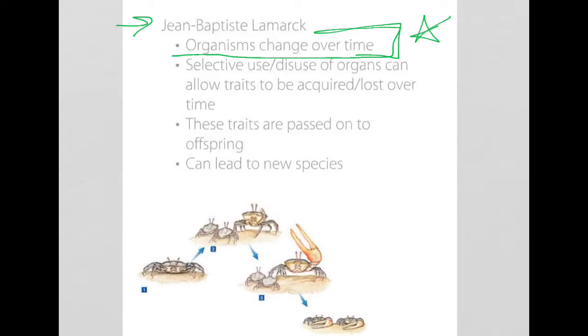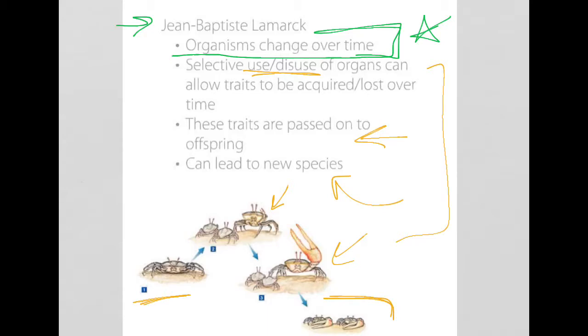Lamarck said that organisms either selectively use or disuse certain parts of their bodies, and therefore that allows traits to be acquired or lost if they don't use things over a period of time. And this acquiring or loss of traits then gets passed to offspring and then can relate to a new species. This is incorrect, obviously. This would be like saying, oh, this crab uses its left claw a lot, therefore its left claw gets bigger, and so the ones that don't use their left claw change into different species than the ones that do use their left claw.